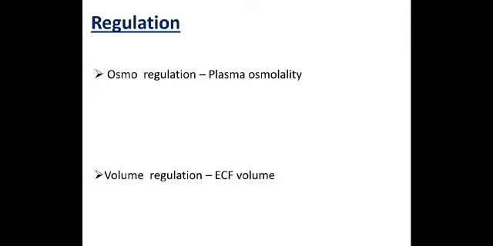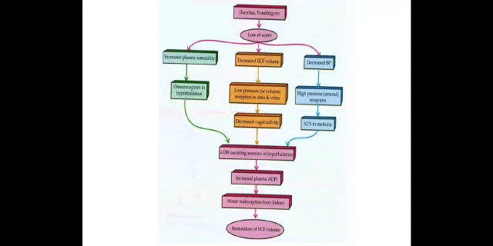ADH is increased by an increase in osmotic pressure, a decrease in extracellular fluid volume, and also due to pain and exercise, whereas it is decreased due to a decrease in osmotic pressure, an increase in extracellular fluid volume, and also by the action of alcohol and catecholamines. So this is how it can act.